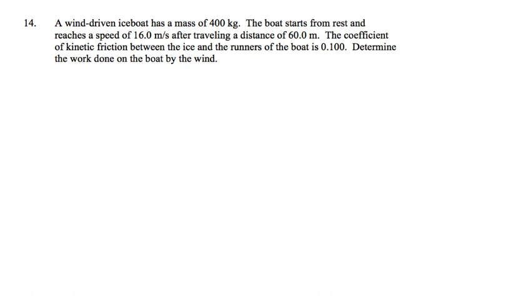All right, so we have a wind-driven ice boat, has a mass of 400 kilograms. The boat starts from rest and reaches a speed of 16 meters per second after traveling a distance of 60 meters. The coefficient of kinetic friction between the ice and the runners of the boat is 0.100.